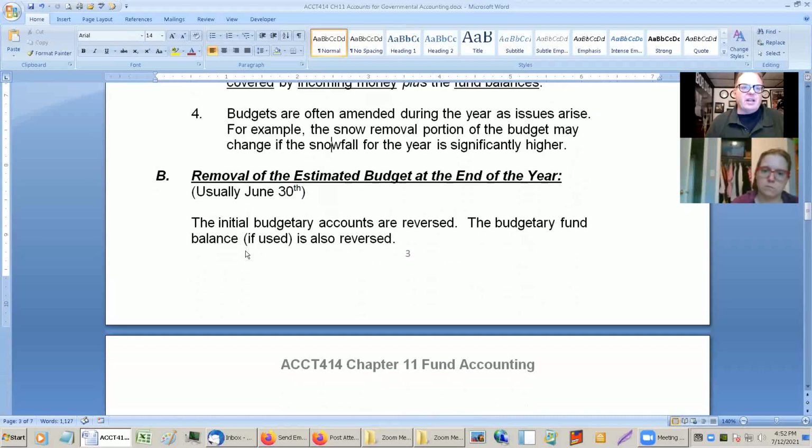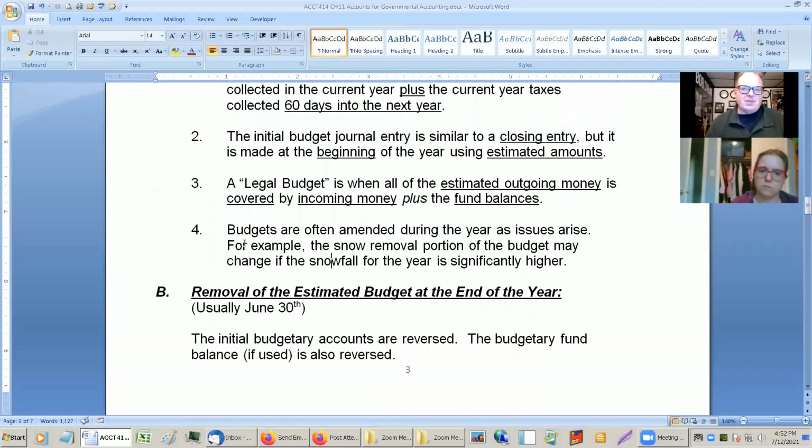Removal of the budgetary budget at the end of the year. At the end of the year, you take the budget in its entirety off the books. What you are going to do, though, is hopefully learn something from it and learn where the budget was off. Where did we spend too much? Where did we allocate too much money that we didn't need, and that sort of thing.